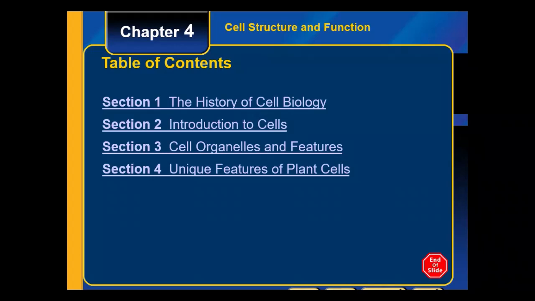Lastly, in Section 4, we will explore the unique features that distinguish plant cells from other types of cells. We'll discuss the cell wall, which provides structural support, as well as the presence of chloroplasts, which enable photosynthesis. Additionally, we'll highlight the central vacuole, a large organelle that contributes to the storage and maintenance of plant cells.